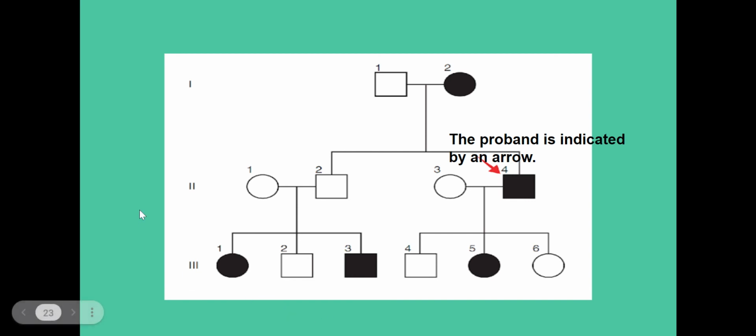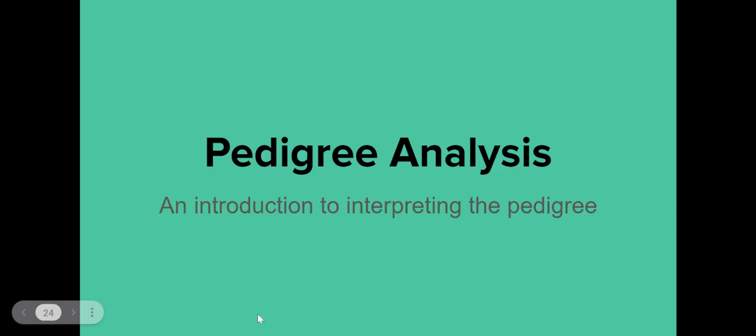So this gives us valuable information. If you look at this just at a glance, you can see generation 1, generation 2, generation 3, how many people, and how the trait is being transmitted. And we're going to stop there and move on to pedigree analysis next.